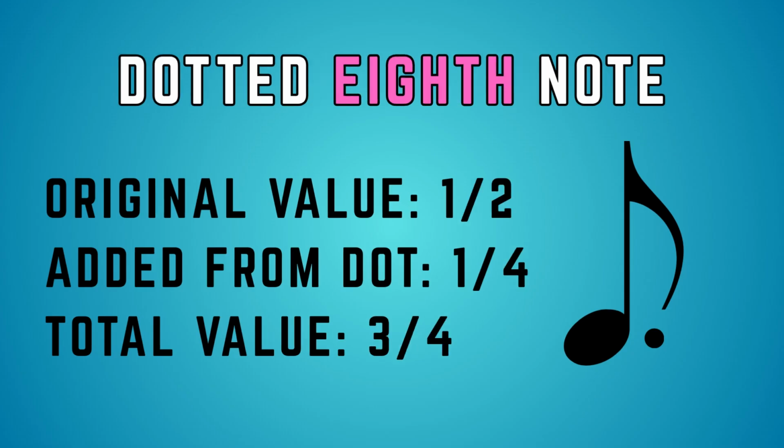An eighth note lasts for half of a beat. Half of 1/2 is 1/4. 1/2 plus 1/4 equals 3/4. Therefore, a dotted eighth note lasts for 3/4 of a quarter note beat in 4/4 time. The dot always adds half of the original note's value.